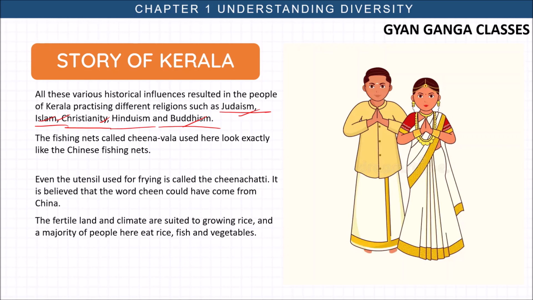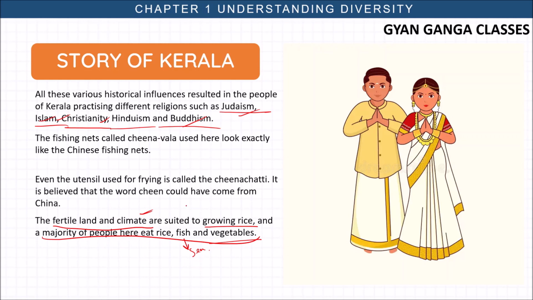rice, fish, and vegetables. So see the land and the climate of there. The climate is also influencing them because it is best suited for growing rice. And because of this, a majority of people eat rice, fish, and vegetables. Fish because they were living beside the sea, and some vegetables then. So this is why they developed a different kind of culture, a different kind of food style over there.